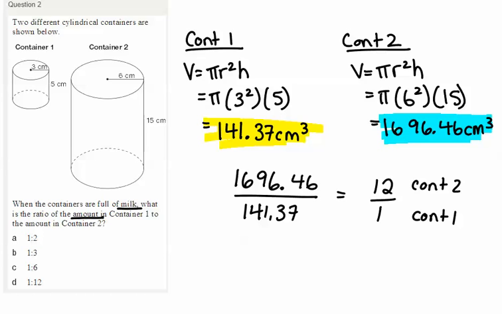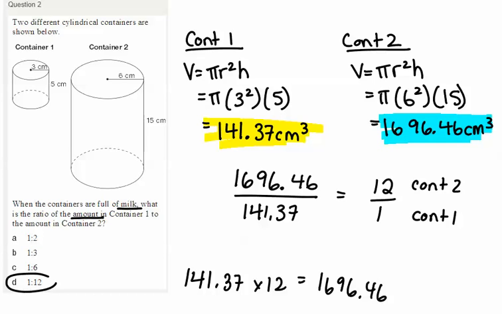So there's 12 times the amount of milk in container 2 than there is in container 1. And we could just verify that by looking at container 1, 141.37, multiplying that by 12, and we get roughly 1696.46. So awesome. So D is the correct answer.